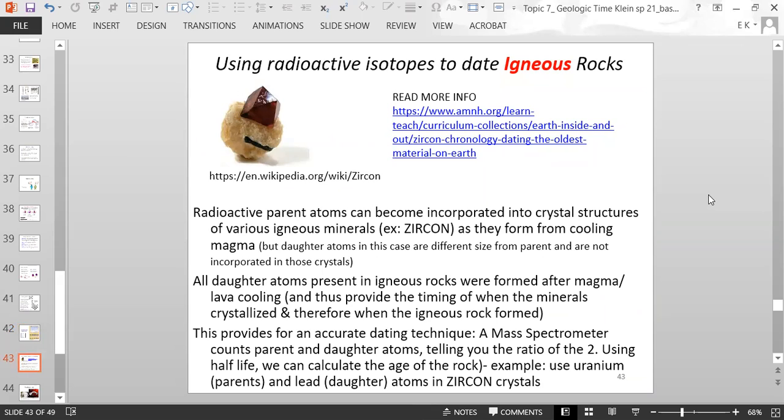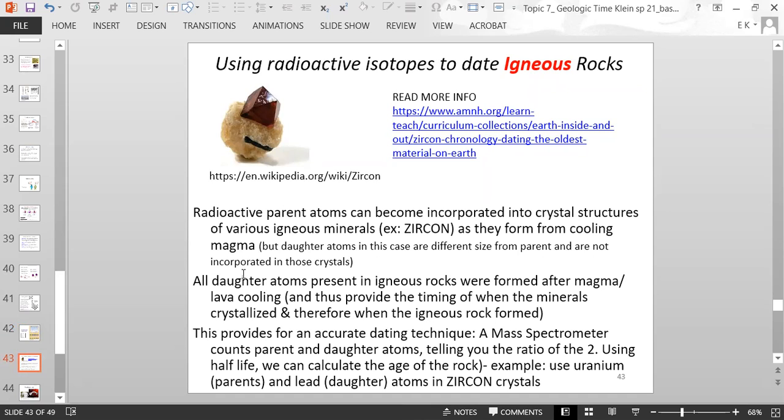So here's an example of using radioactive isotopes to date igneous rocks, and you could read more about this at this link here. Here is a picture of a zircon crystal. So radioactive parent atoms can become incorporated into the crystal structures of various igneous minerals. For example, radioactive parent isotopes can incorporate in zircon crystals as zircon crystals form from cooling magma, like granite, for example.